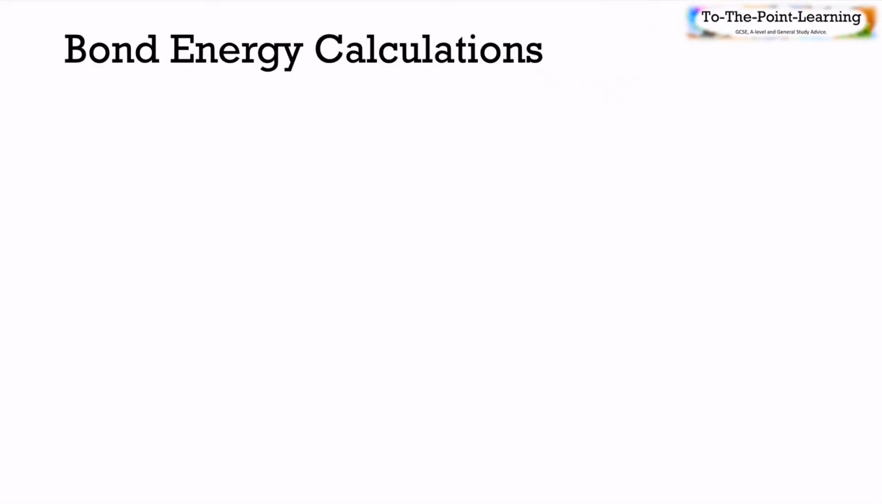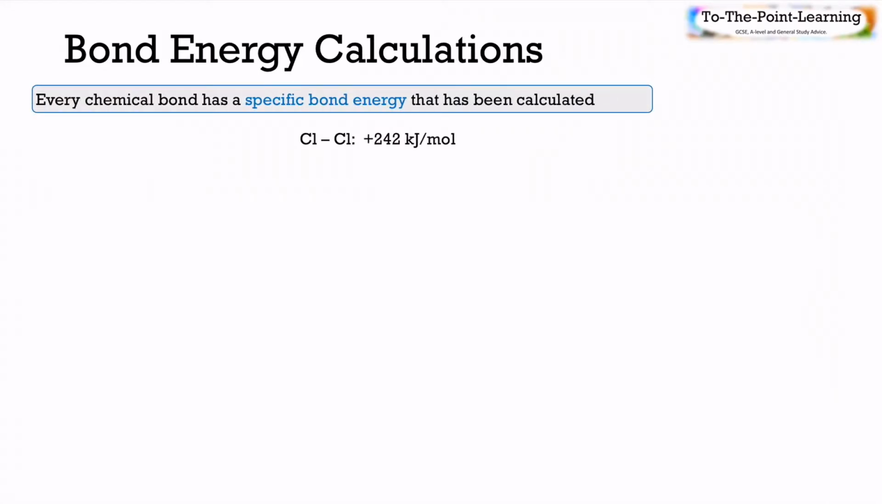So the next section is bond energy calculation. So using what we've just understood, we need to quantify that. We need to put it into numbers. So every chemical bond has a specific bond energy that has been calculated from experiments done by the scientists. And this is how they will be given to you in the exam. So this shows that our chlorine bond has a bond energy of 242 kilojoules per mole, and it will always be in this format.